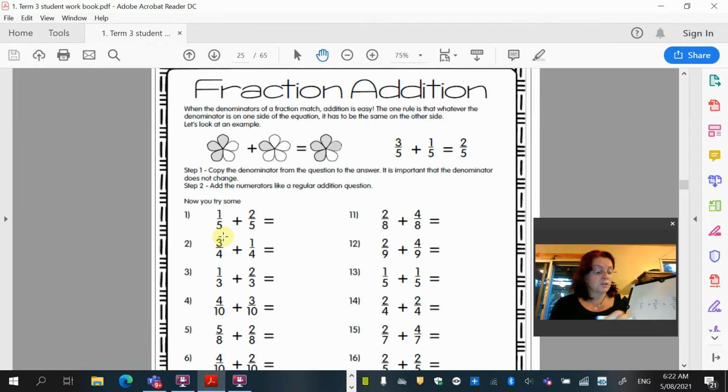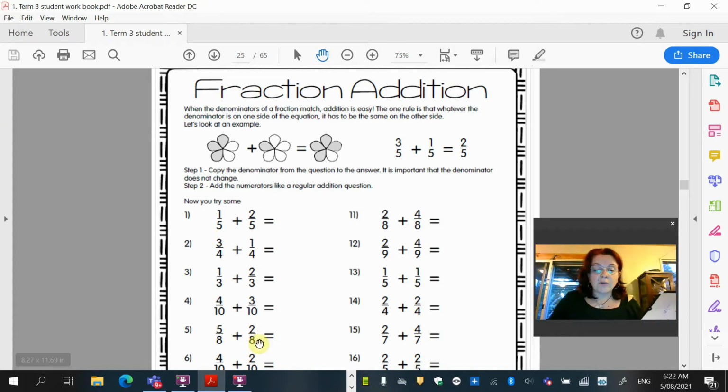Now the next one's a little bit tricky because it's 3/4 plus 1/4. Well, it's not really tricky actually. So you carry the 4th across and you add 3 and 1, and of course that's 4. So 4 over 4 becomes 1. So that answer is actually 1.